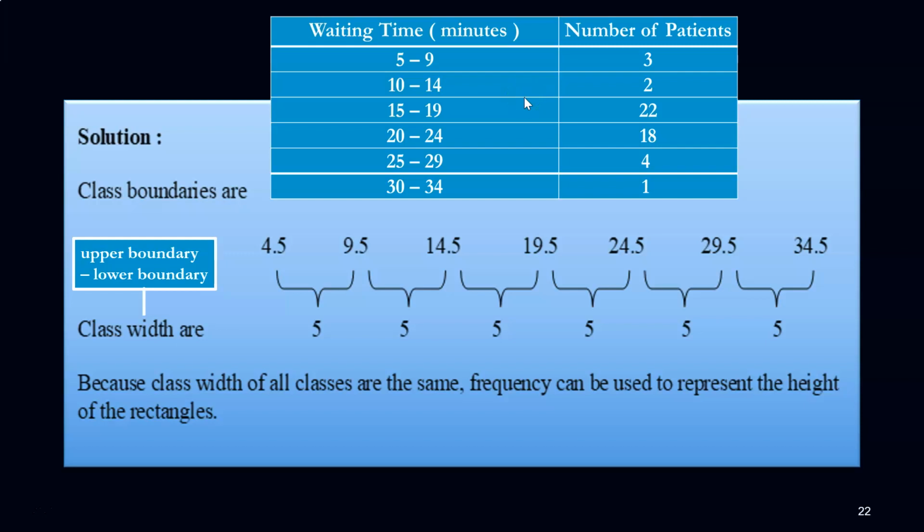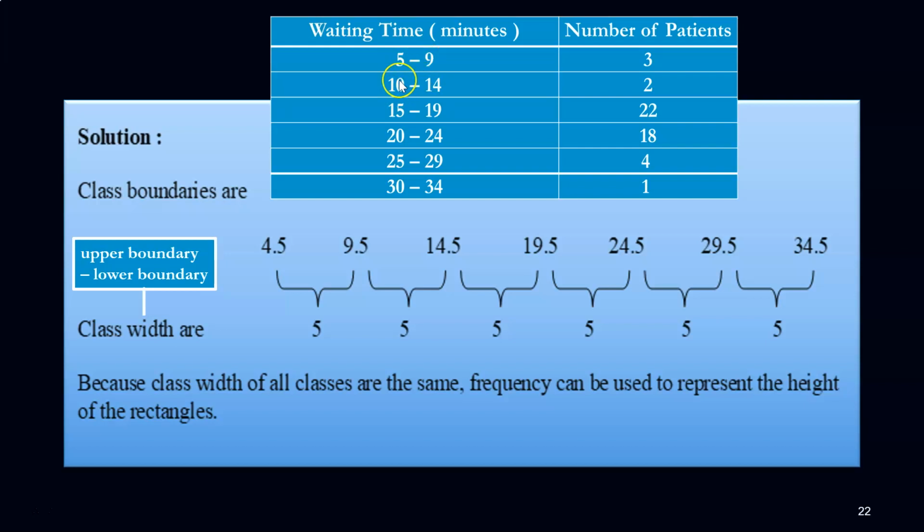First, you need to find your class boundaries. You kena cari class boundary. And also your class width. Tengok daripada sini, you have 5 until 9. This is your lower limit. This is your upper limit. Daripada lower limit and upper limit, you can find your boundaries. So, your boundaries will be 4.5. This one, it will be 9.5.